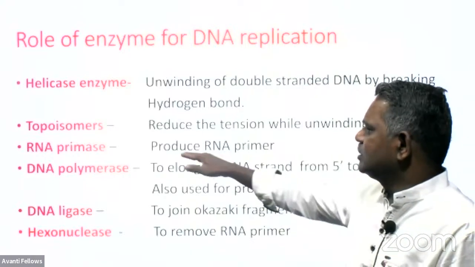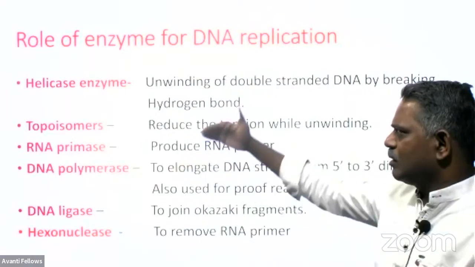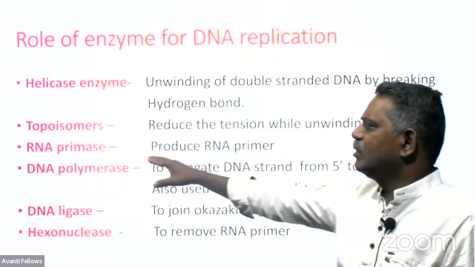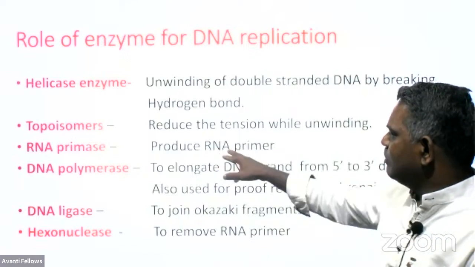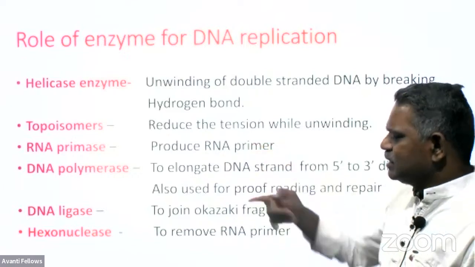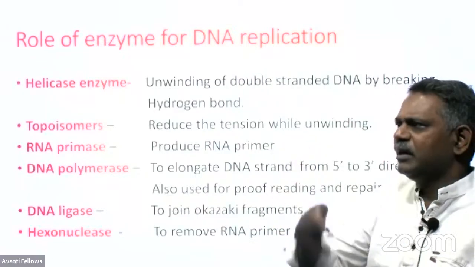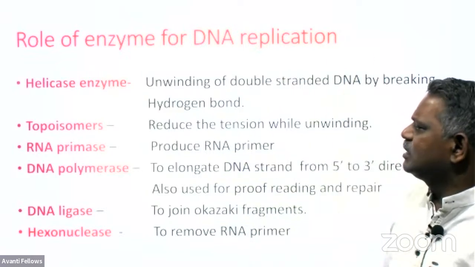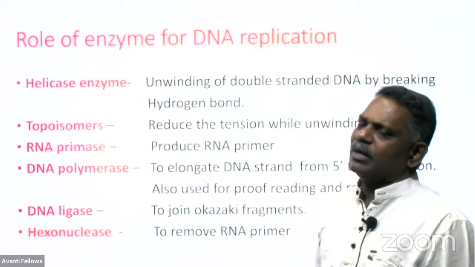Then another one, the RNA primer. We will see that RNA primer while discussing the replication process. And it is produced by an enzyme called RNA primase. RNA primer is a small RNA nucleotide only. And this is acting as the basement. It is helping for attaching the DNA polymerase to extend. So while discussing the replication, we will see the role of the RNA primase enzyme. Then DNA polymerase.